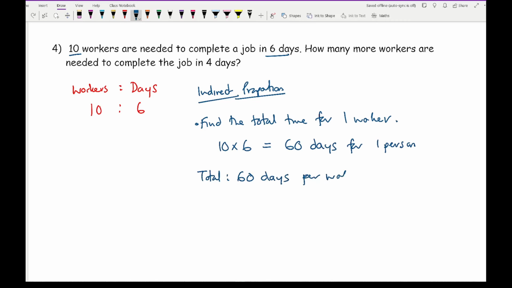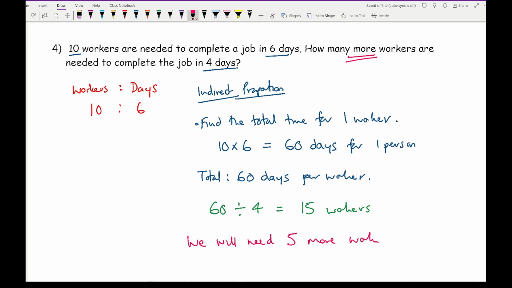Now we know that we've got 4 days, so all we then need to do is 60 divided by 4, which gives me an answer of 15. So therefore we're going to need 15 workers. So answering the question, how many more do we need? We will need 5 more workers.